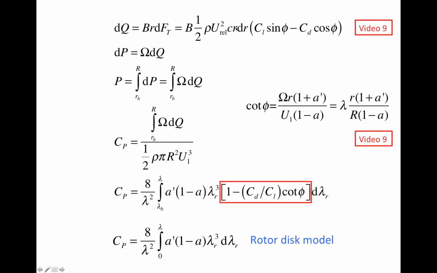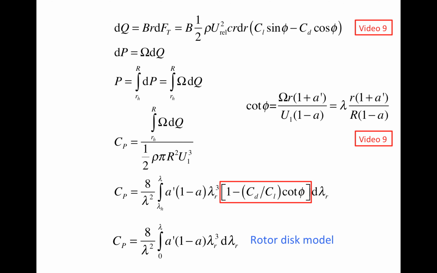And then phi is the angle of the relative wind with respect to the rotor plane, the rotor disk plane. U_rel is the relative wind speed. Small c is the chord length of the airfoil located at that particular cross section. Capital B is the number of blades. Rho is the density of the air, and R is the radius of the annulus ring.